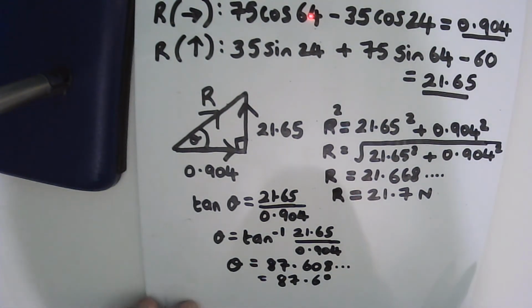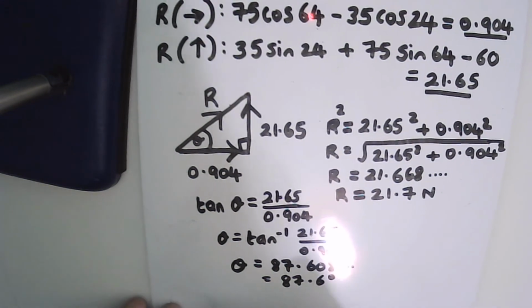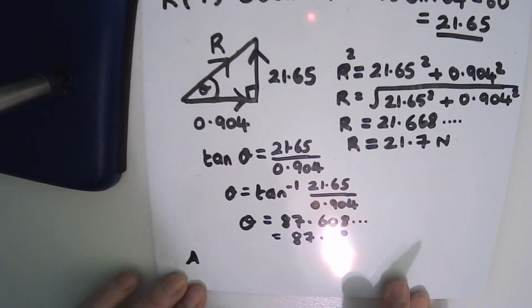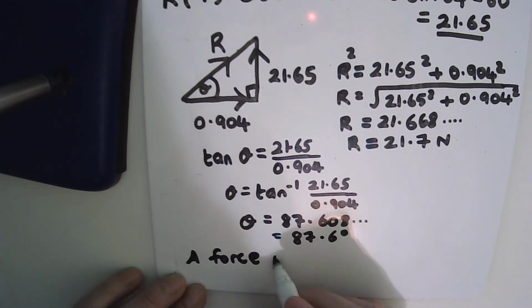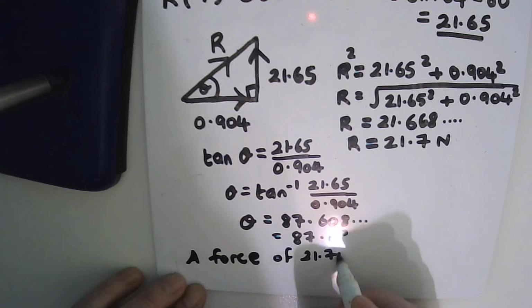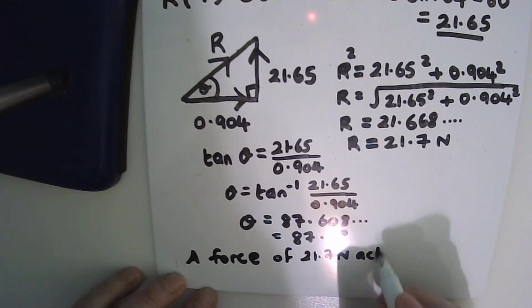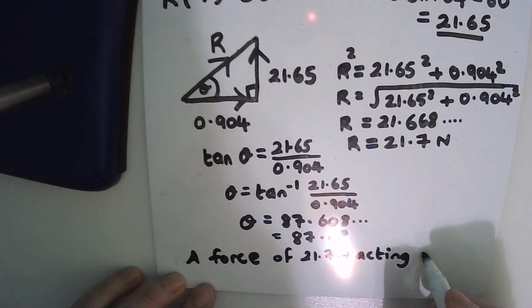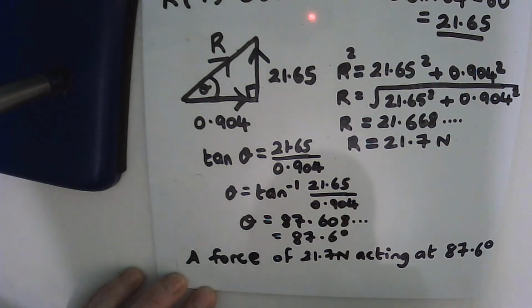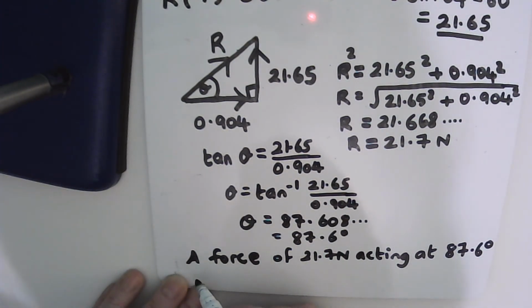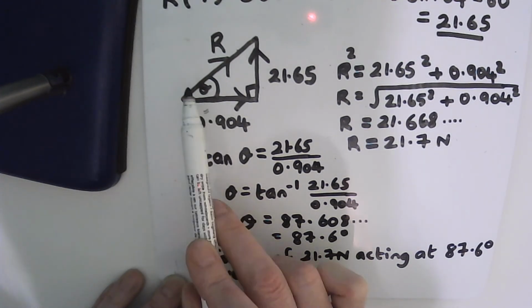Okay, so what we'll write down then is just what have we got here? We've got a force. I'll just move this up and then I can move it back down for you to see after. So we have here a force of 21.7 newtons acting at 87.6 degrees above the horizontal, because you can see here we've worked it out, it's above the horizontal.